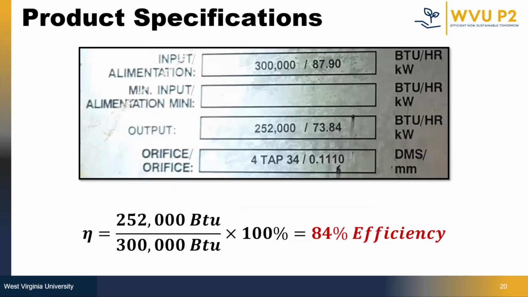So the easiest method of estimating the efficiency of a boiler is to look at the product specification or equipment level. The input and output in BTU per hour are provided, allowing the efficiency to be calculated easily. In this case, the boiler has 84% efficiency.